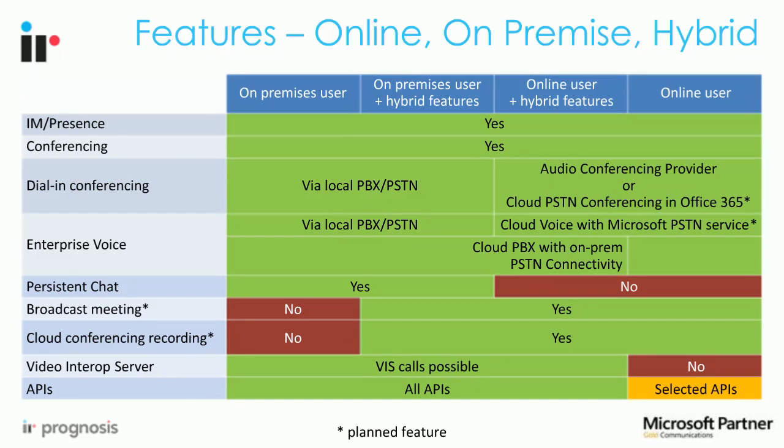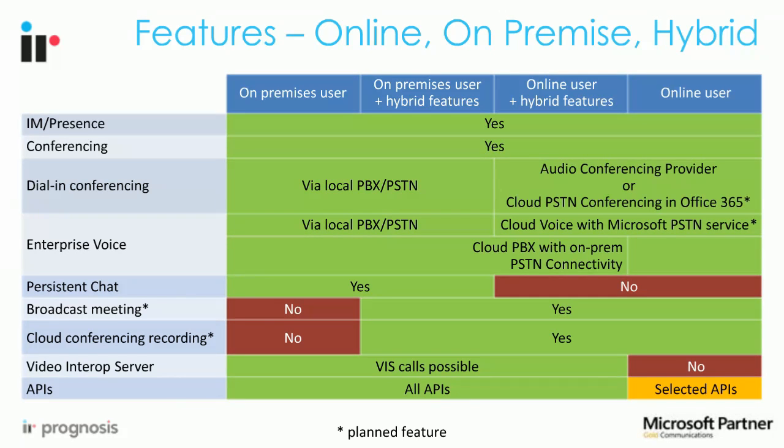Similarly, you'll see for enterprise voice, if you're an on-premises user or an on-premises user within a hybrid deployment, the enterprise voice will be provided via local PBX or PSTN. You may have a SIP trunk or PRI lines coming to your office, and that's where you would utilize that for making outbound calls or receiving calls.